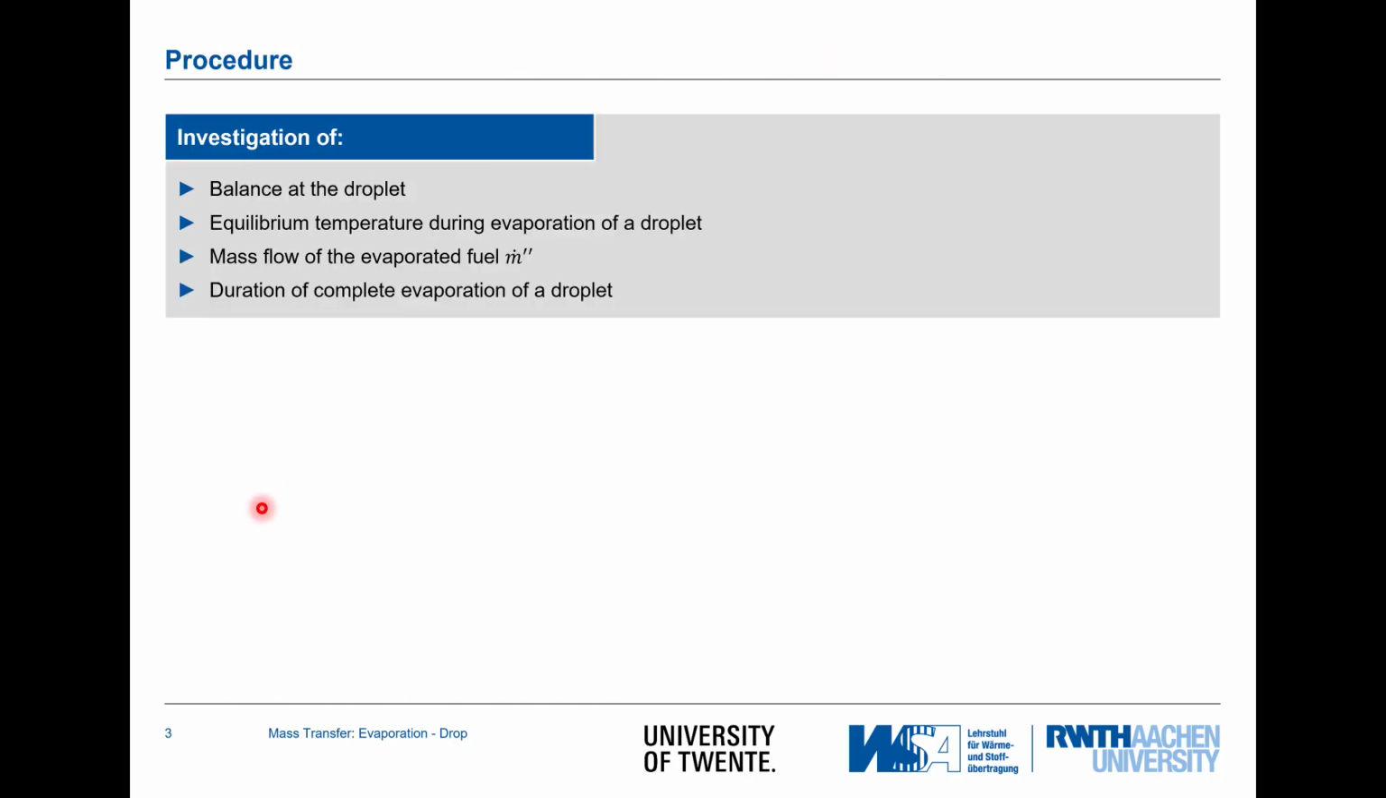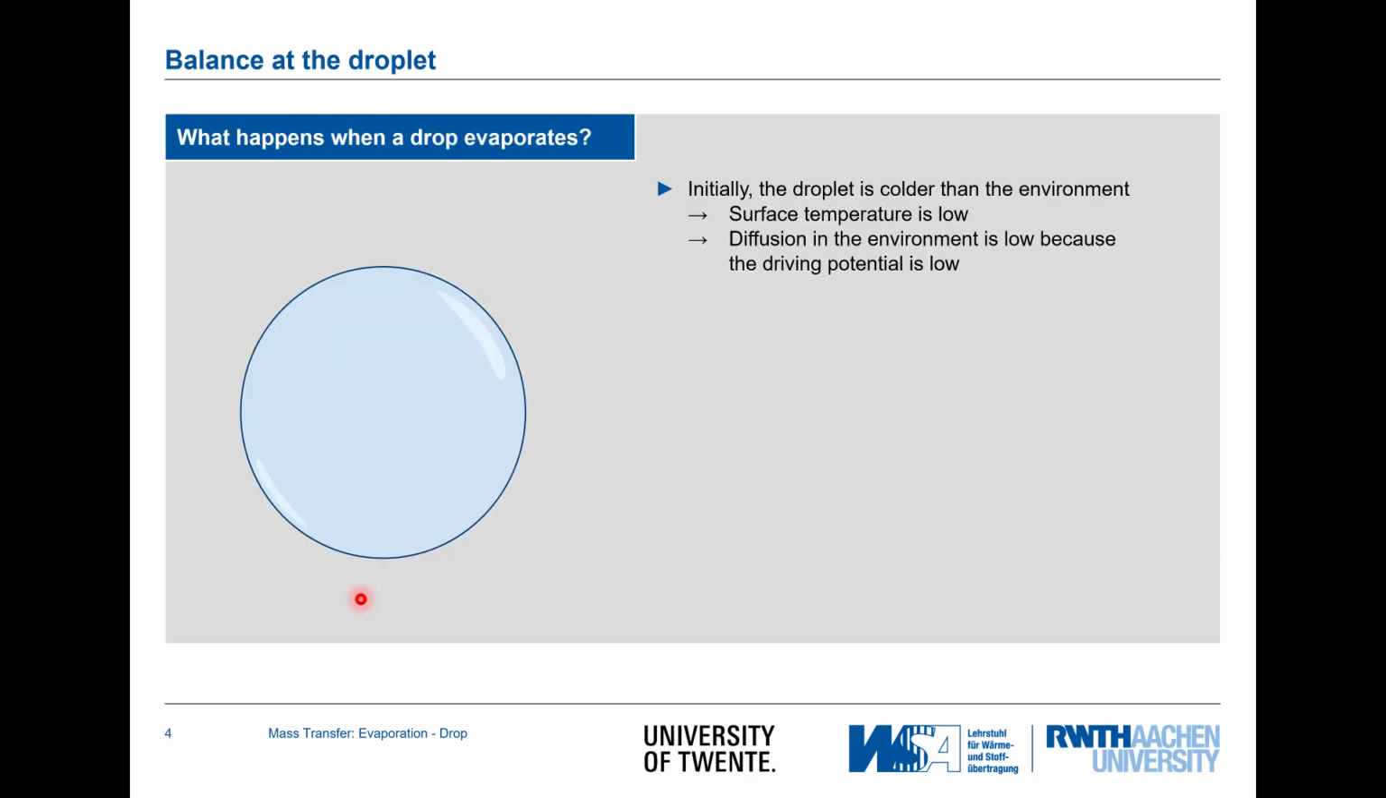Now let's move on. I would first like to show you the goals of today's lecture. That's to look at the balance of a droplet, to understand what equilibrium temperature means, derive an equation for the evaporated fuel mass, or use that as we have derived it earlier, and then determine the complete evaporation time of a droplet. And for this I'll move on.